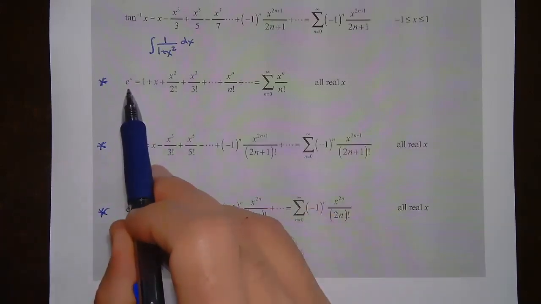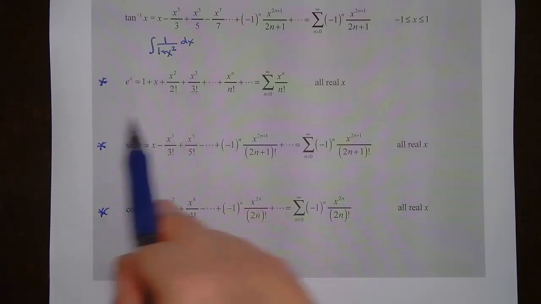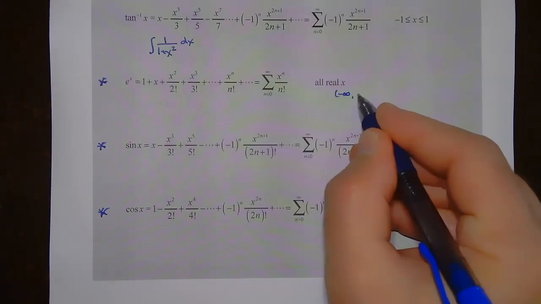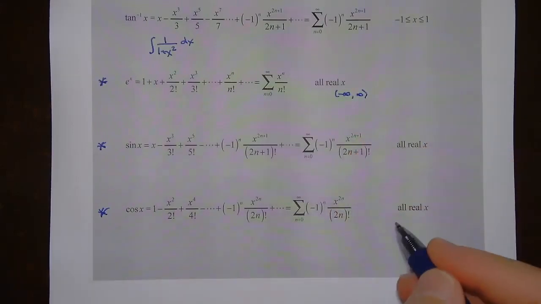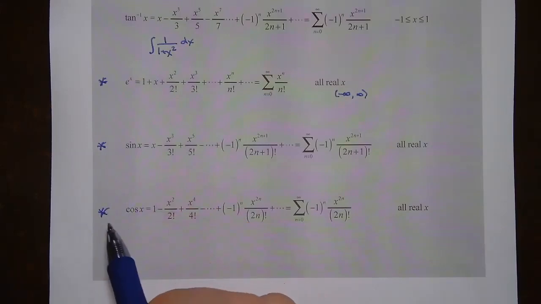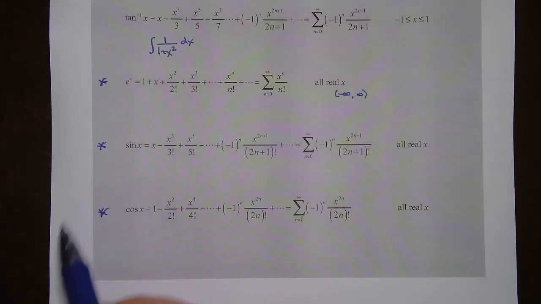These three are really important because they work for all x's. So the convergence is -infinity to +infinity for all three of these. I marked these three because you really need to have them memorized. It makes it so much easier if you just know them, okay?